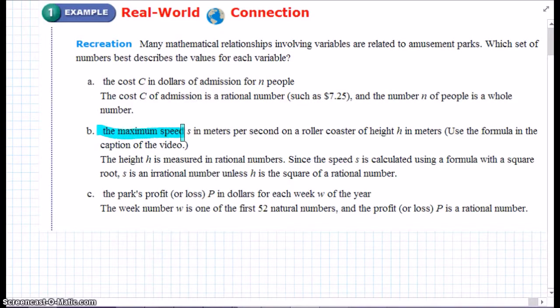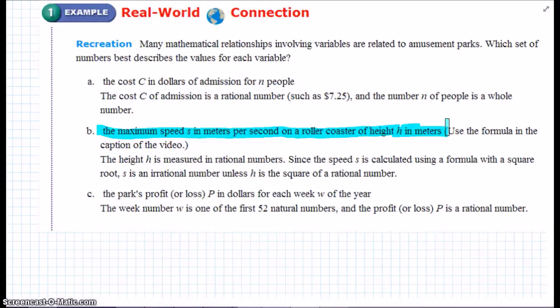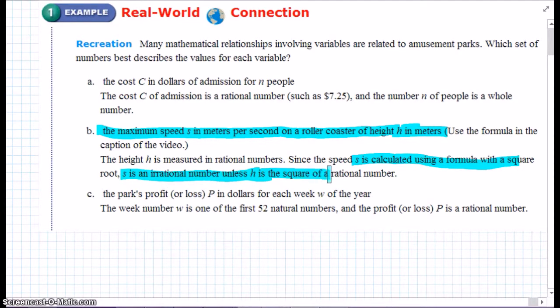Part B. The maximum speed S in meters per second on the roller coaster and height h in meters. Well, the speed, we can't see the diagram right here, but in your book you can, is written with a radical sign, with the square root. So since the speed is calculated using the square root, it is irrational unless, of course, h is the square of a rational number. The h, of course, is a rational number.